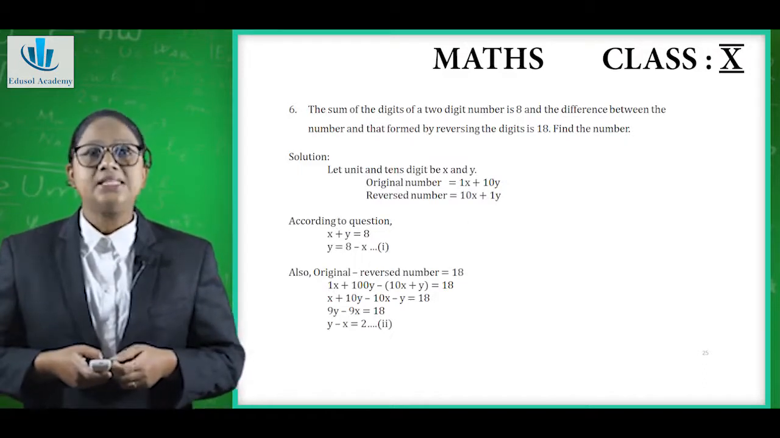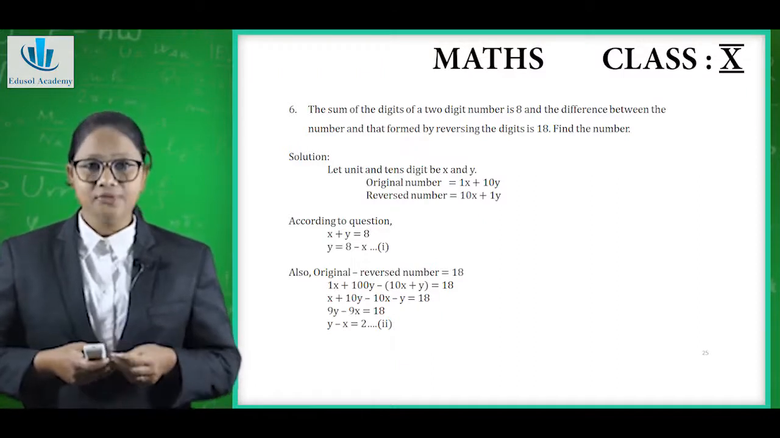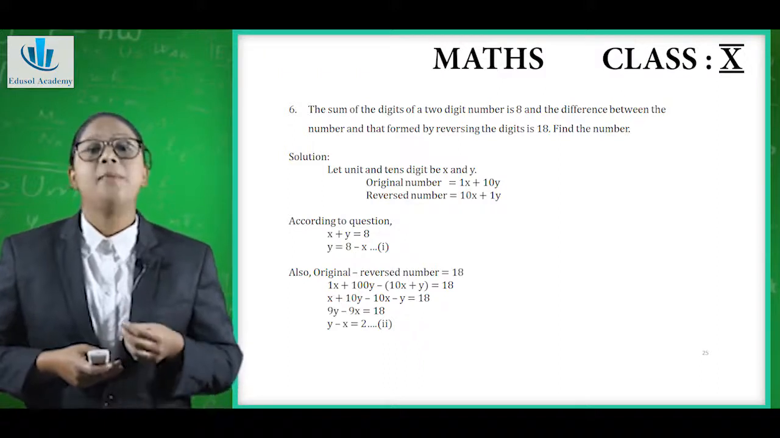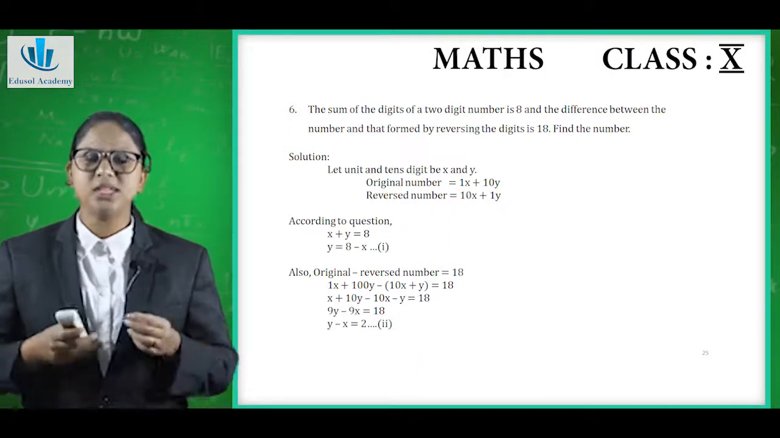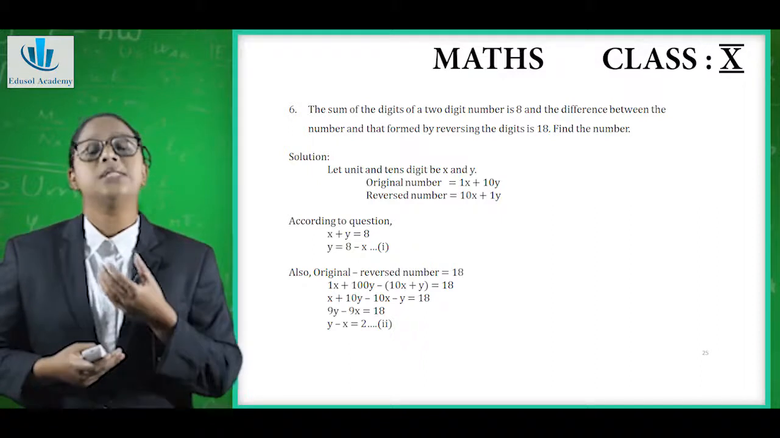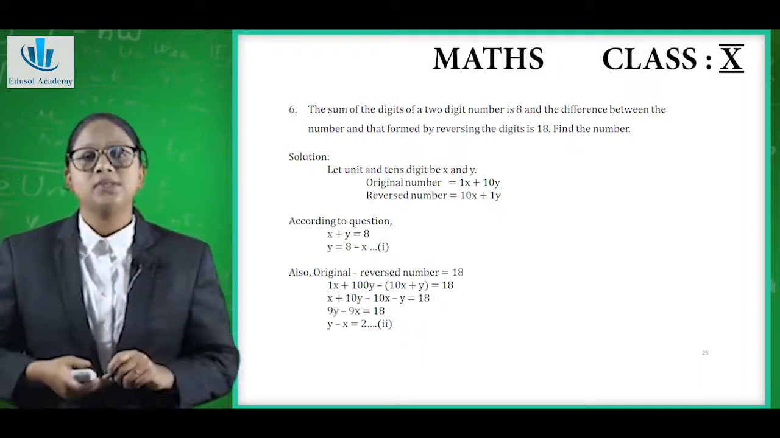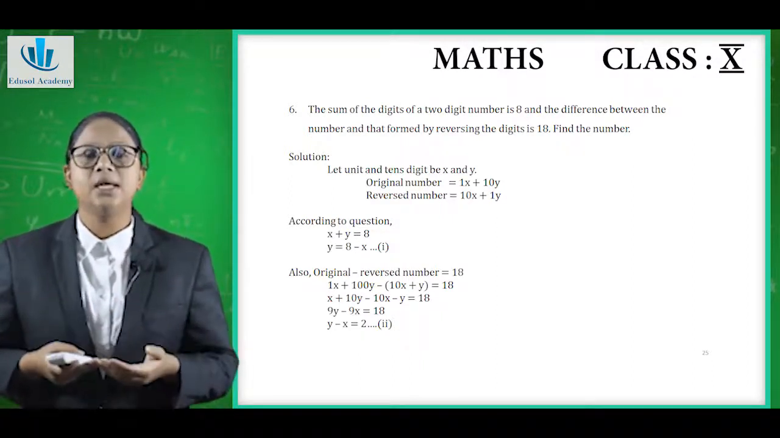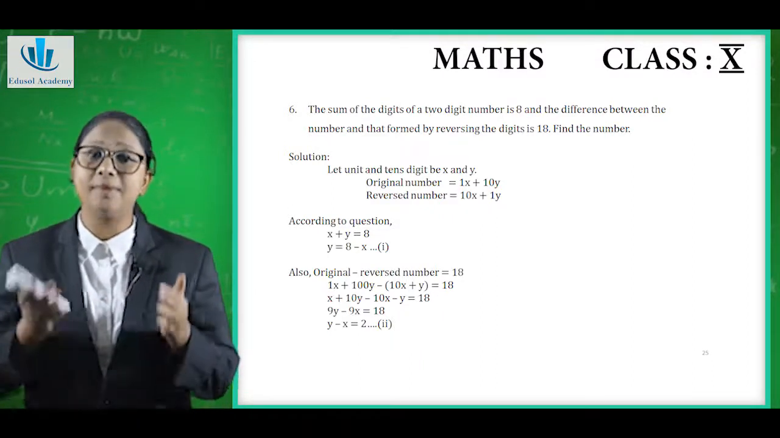Next question. The sum of digits of a two-digit number is 8 and the difference between the number and the number formed by reversing the digits is 18. Find the number. Now, this is a little bit high level. Let's see, we are supposed to find the number and the number is a two-digit number, so there will be two digits. So I know the first assumption that you might be thinking will be, let the digits be x and y, so the number will be xy.